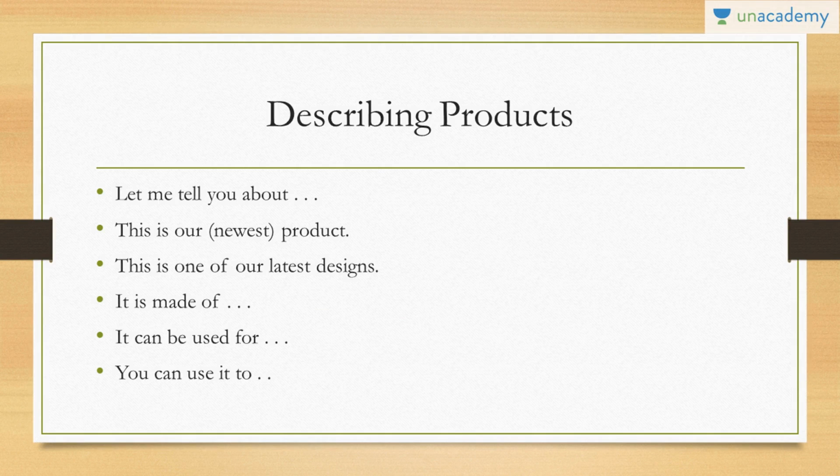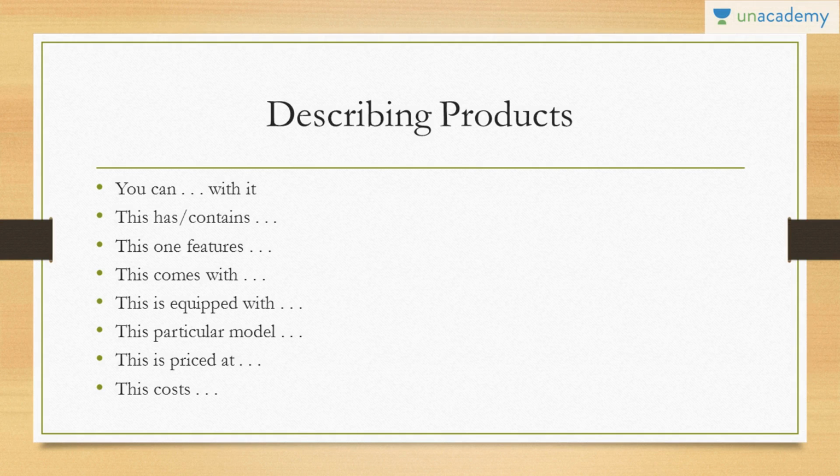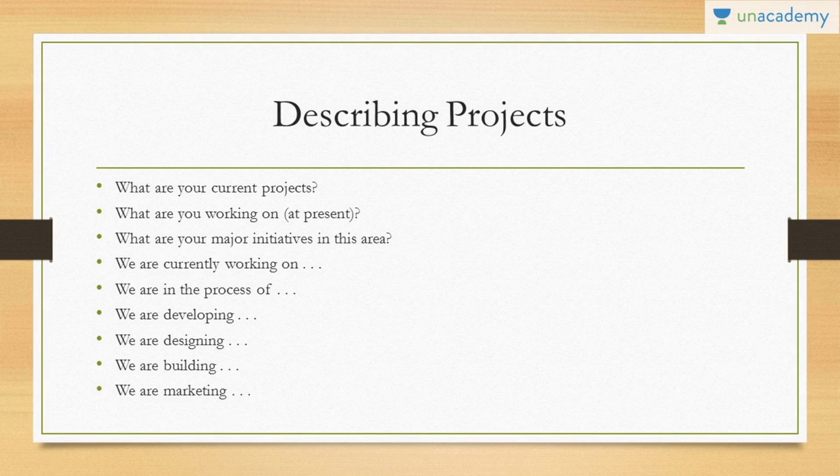Then here you have some of the answers. Let me tell you about, this is our newest product. This is one of our latest designs. It is made of, it can be used for so and so. You can use it to produce something, whatever. Or you can dash dash with it. This has, or this contains, this one features, this comes with, this is equipped with, this particular model, this is priced at, this costs.